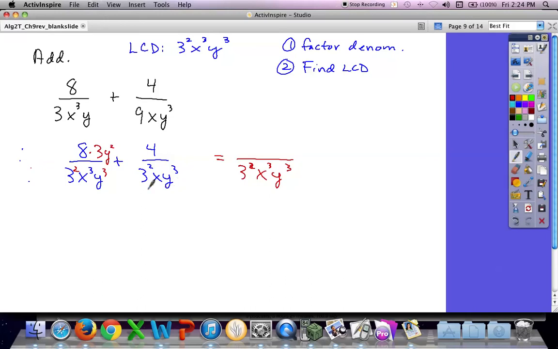What's this denominator missing that the other one has? It's got the 3 squared, so we don't need that. It's got y to the third, but this is x, and that's x to the third, so I should multiply by x squared over x squared.